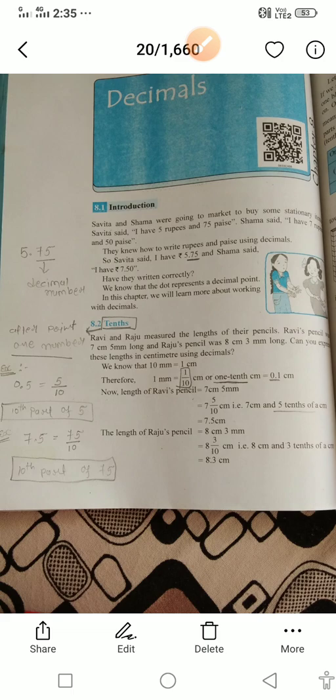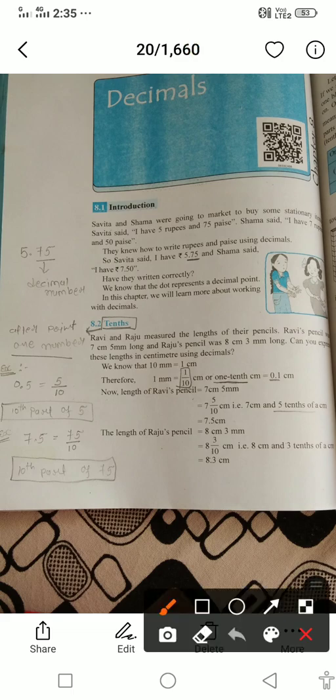Here one number is given: 5.75. In this story you have to learn it yourself and understand. 5.75 means after the point there are two numbers, 7 and 5. So that 0.75 is exactly called a decimal number.